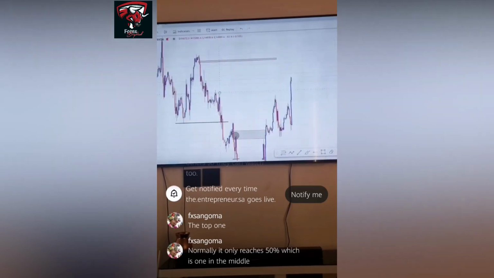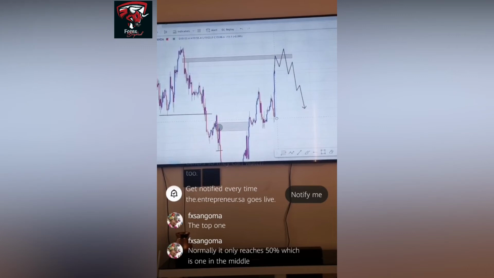So I would now say price could come to this extreme imbalance. Price would come to this level, and this is just an inducement. So price will come to this level, and everybody's looking at this level to sell off, right? So price comes to this level, comes down, and then goes to the extreme imbalance. And then from the extreme imbalance, gives us a change of character. And then from there, price starts to fall. You with me?